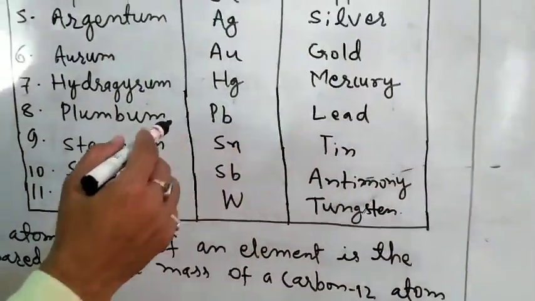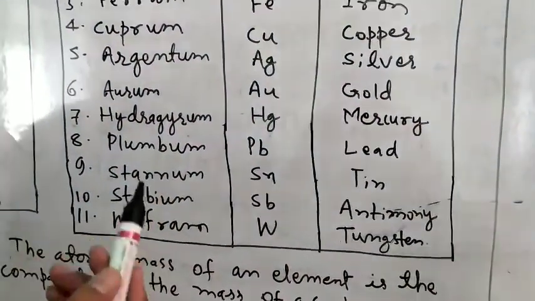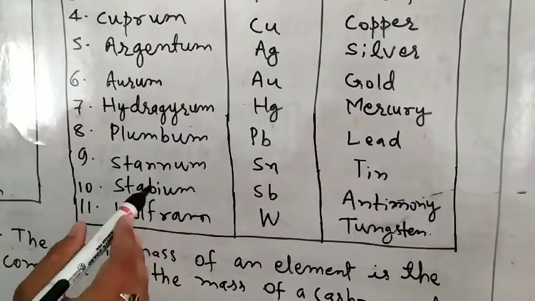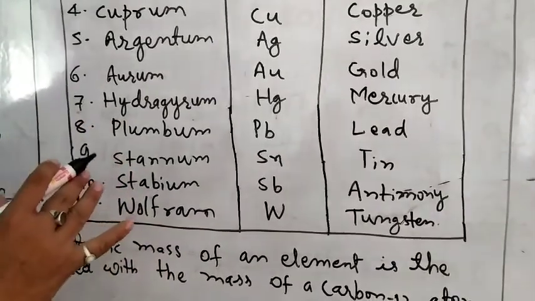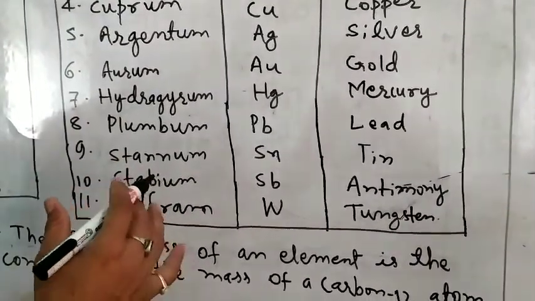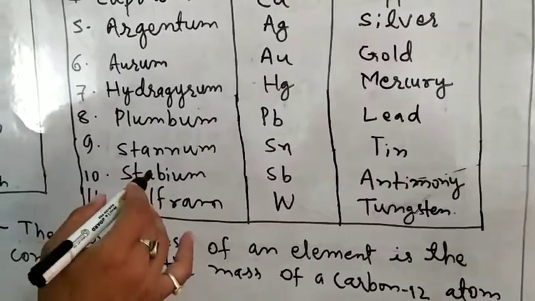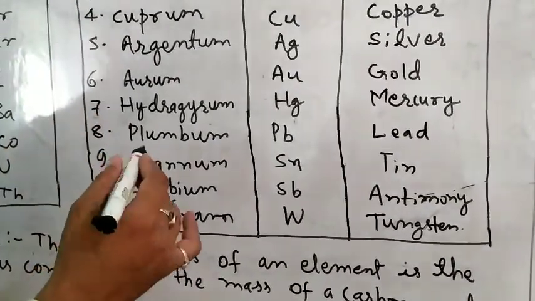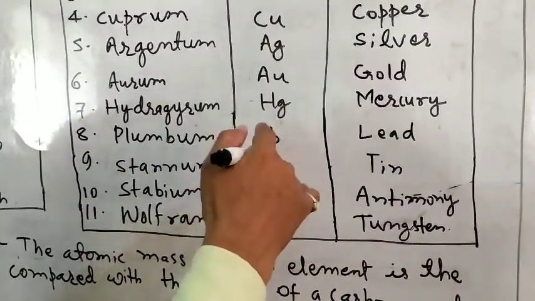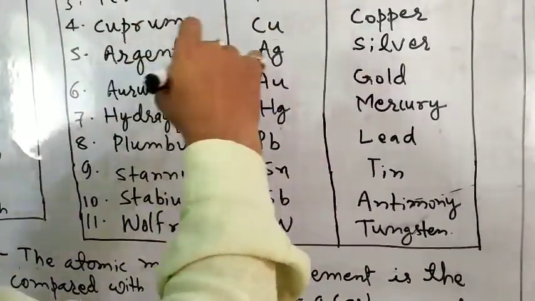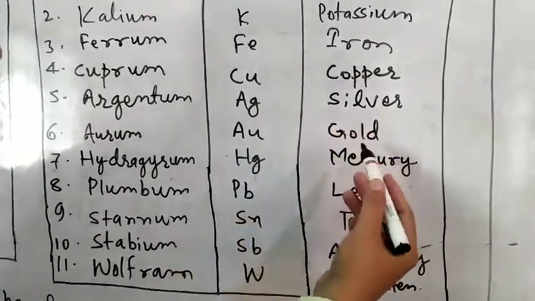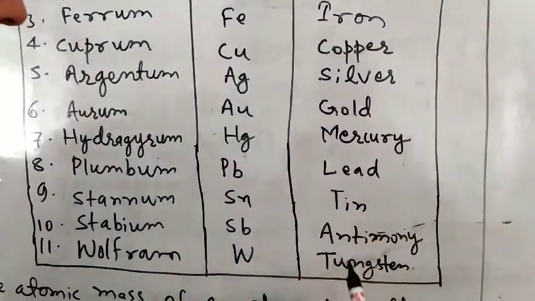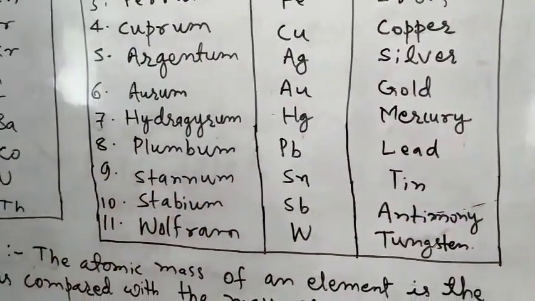There are 119 elements in the periodic table, but here we study only those element symbols which are very important to us in this class. That is 20 elements and some other important elements like iron, copper, silver, gold, mercury, lead, tin, antimony, tungsten, etc.